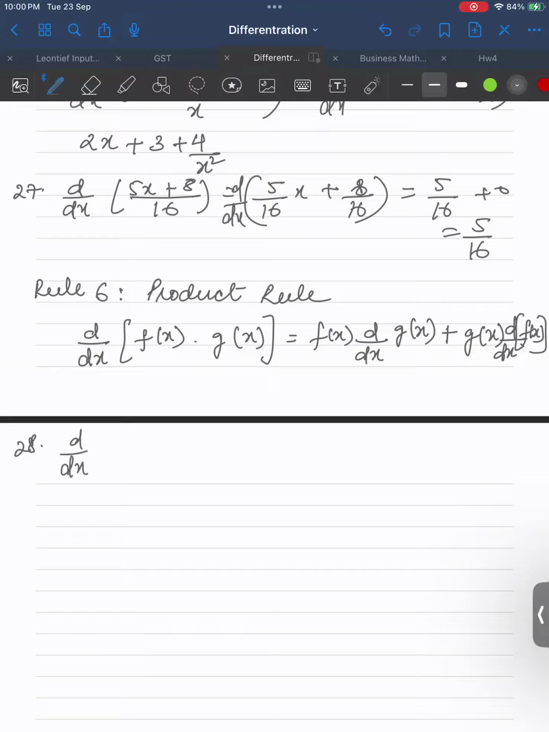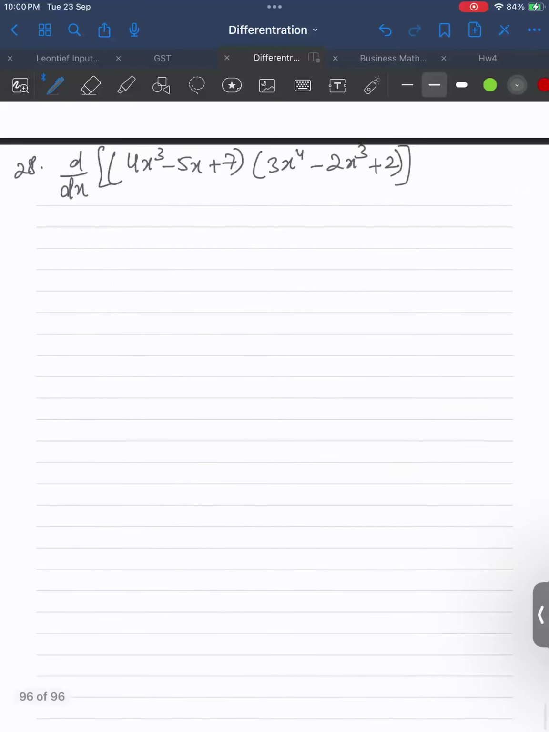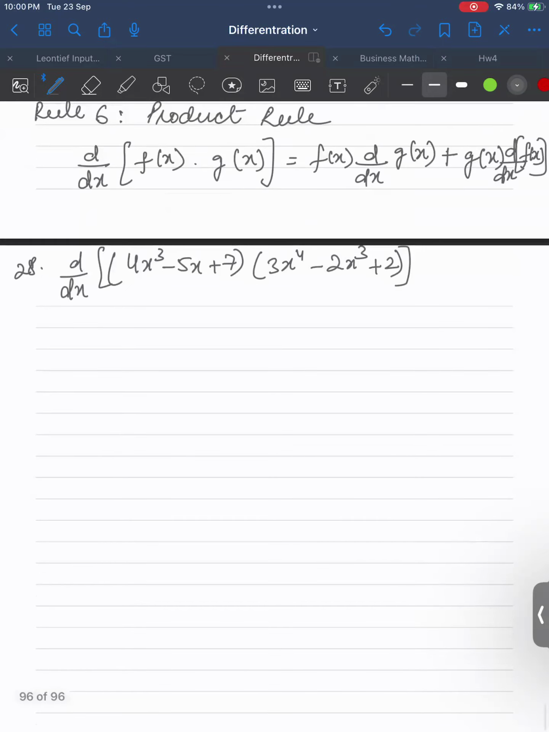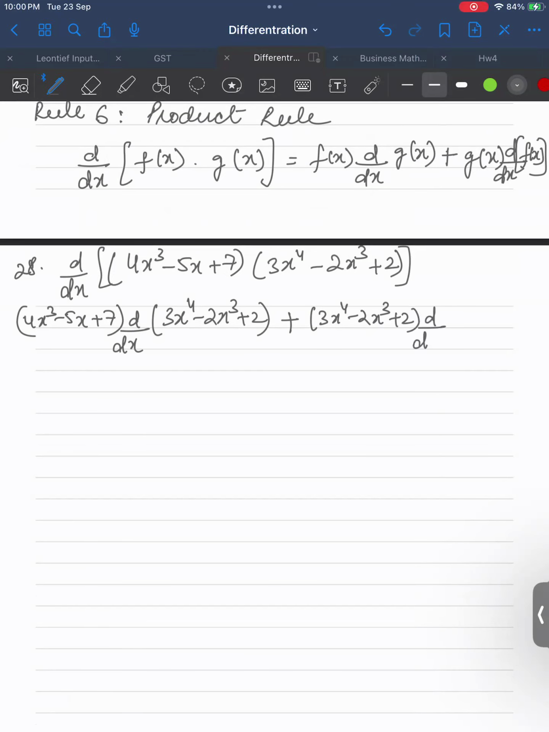सपोज आपको डिफरेंशिएट करना है 4x^3 - 5x + 7, और प्रोडक्ट में है इसका 3x^4 - 2x^3 + 2, है ना। आपने इसको डिफरेंशिएट करना है। इसको डिफरेंशिएट करने के लिए यहाँ मल्टीप्लिकेशन रूल लग जाएगा। Keep the first term like the same and differentiate d by dx the second term, 3x^4 - 2x^3 + 2, and plus now keep the second term as it is and differentiate the first term.